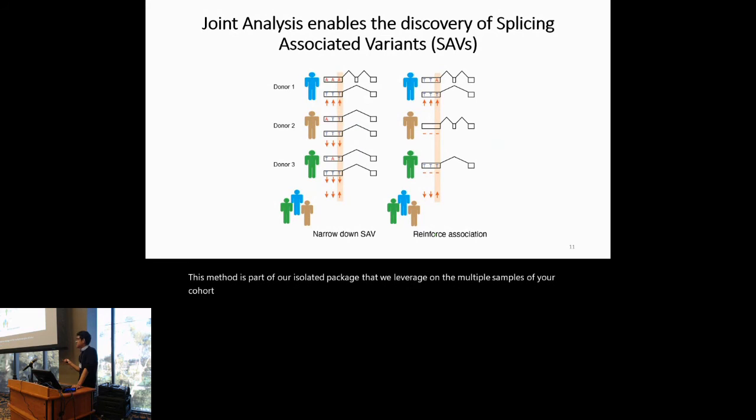Another advantage is that we can also reinforce association. Some samples may not be testable because they either don't have enough read coverage or they have monoallelic expression. So by combining the data of multiple samples, you can expand the number of testable events, testable SAVs.